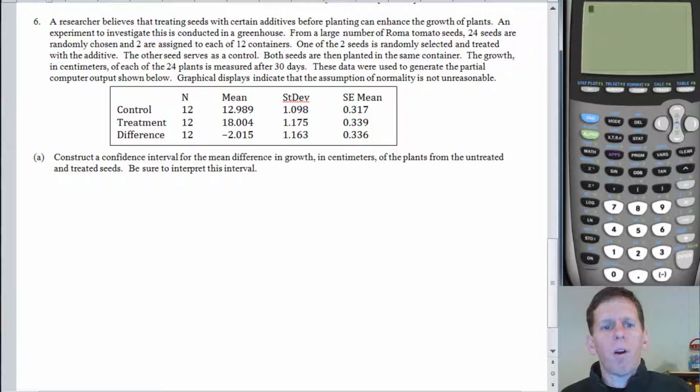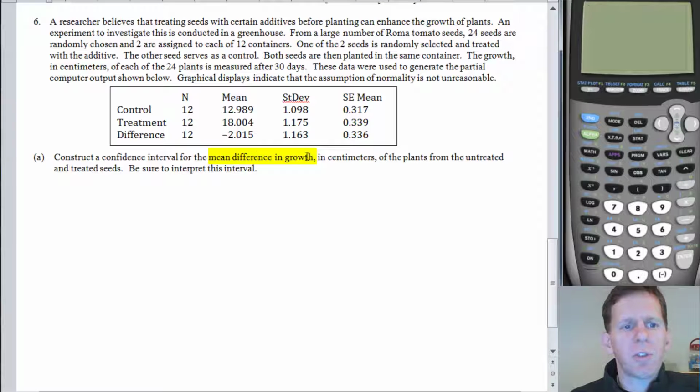So what we have are 24 seeds, and we're splitting them into 12 groups of 2 each. So we were kind of pairing up these seeds. So that is an indication you're working with a matched pairs design. The other thing you'll see in the instructions for A is it talks about the mean difference in growth. So anytime it talks about a mean difference, a mean increase, or a mean decrease, that's also probably a good indication you're working with a matched pairs design.